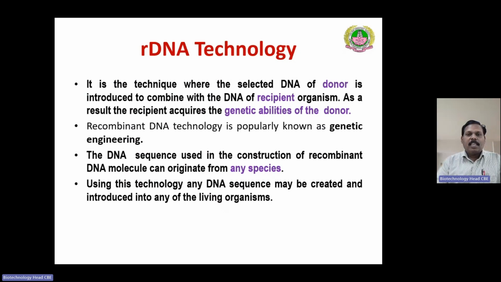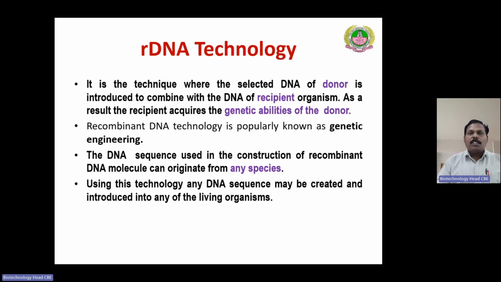Recombinant DNA technology is basically a technique where the selected DNA of a donor organism is introduced to combine with the DNA of any of the recipient organisms. As the result of this recombination, the recipient host or the genome acquires the genetic abilities of the donor through the recombination process. So the recombinant DNA technology is also popularly called as genetic engineering.